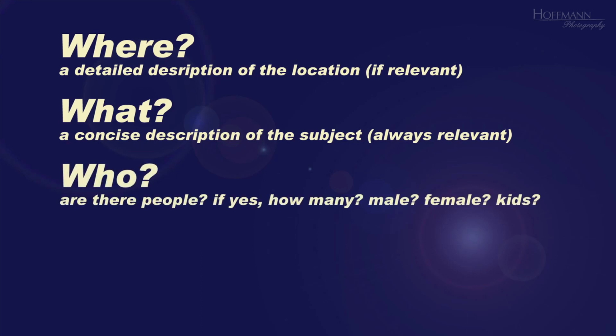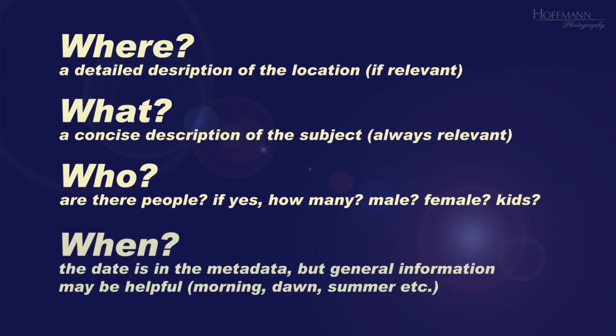If there are people in the photo, then you should provide some information on them. If the people in the photo are friends or family, or celebrities for that matter, then include their names. The date the photo was taken is included in the metadata, but it can be very helpful to add some general information about the time, like the season or the time of day.